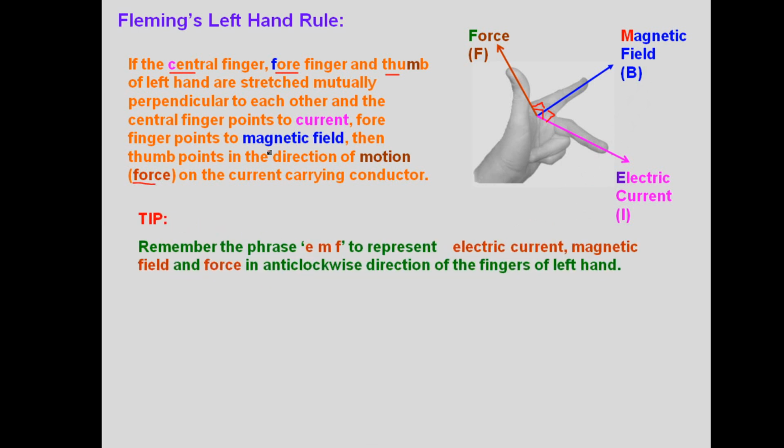So the important concept is here we can remember the concept in the form of EMF: E for electric current, M for magnetic field and F for force, in anti-clockwise direction of the fingers of left hand. Means if we move from central finger to thumb in this way, EMF, if we apply, we can easily remember which finger is representing what.